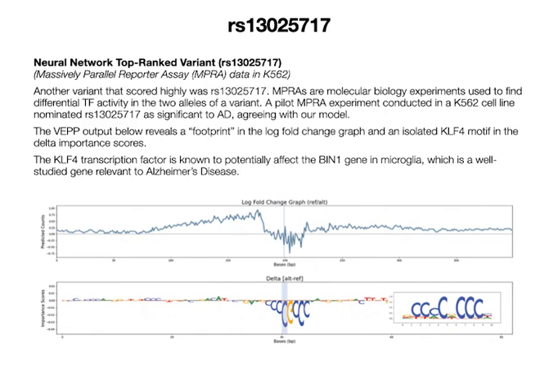Another example is RS130257717. We show that the log-fold change graph similarly has a TF footprint, and the delta importance scores isolate a KLF4 motif. The significance of this variant was validated using an MPRA experiment conducted in my lab. In the literature, the KLF4 TF is known to potentially affect the BIN1 gene in microglia, a well-studied gene relevant to Alzheimer's.